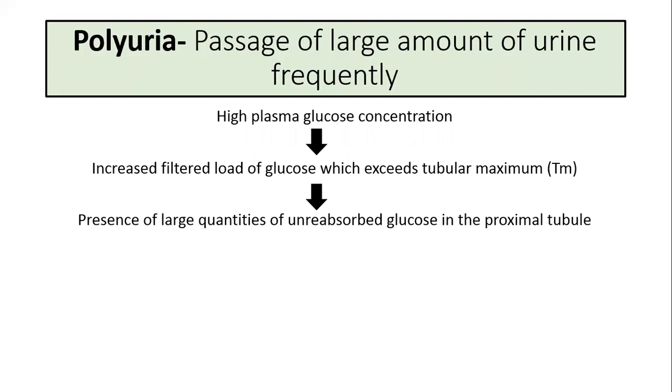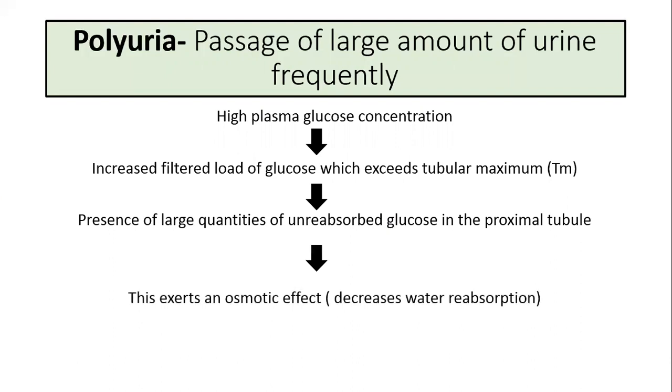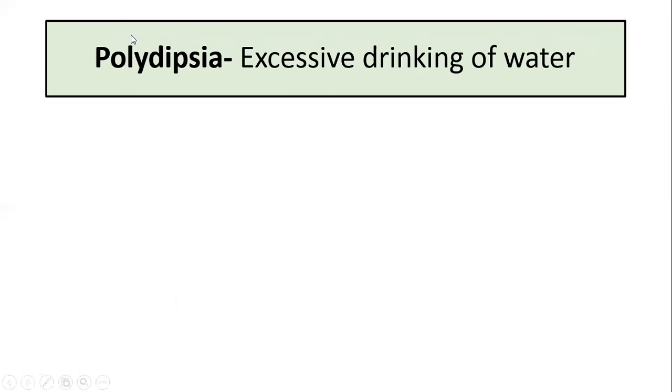This would increase the osmolarity of the tubular fluid and will exert an osmotic effect in the proximal tubules, which decreases the water reabsorption in the proximal tubule and results in osmotic diuresis. Osmotic diuresis refers to an increase in the urine output due to osmotic effect, and this causes polyuria. Polydipsia is excessive drinking of water.